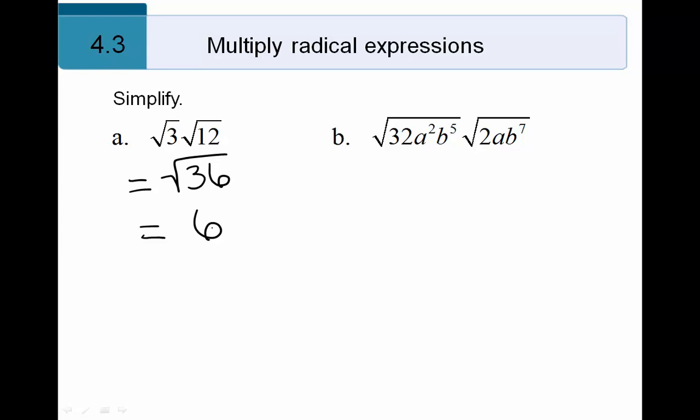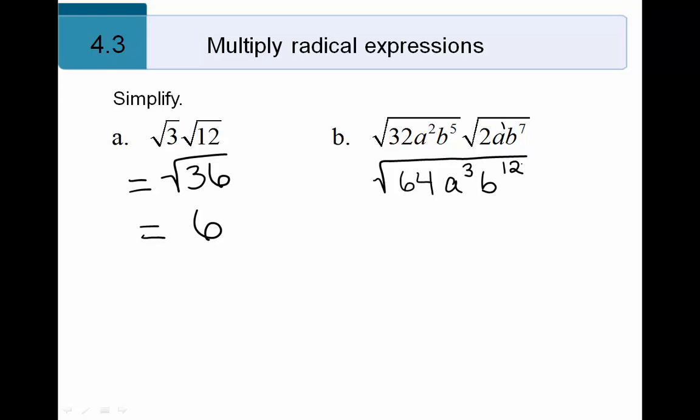B. The square root of 32a squared b to the fifth multiplied by the square root of 2ab to the seventh. So let's multiply this together and put the product underneath one radical sign. 32 times 2 is 64. A squared times a is a to the third, because remember when we multiply we add our exponents. And b to the fifth multiplied by b to the seventh is b to the 12th. And now we'll need to simplify this.